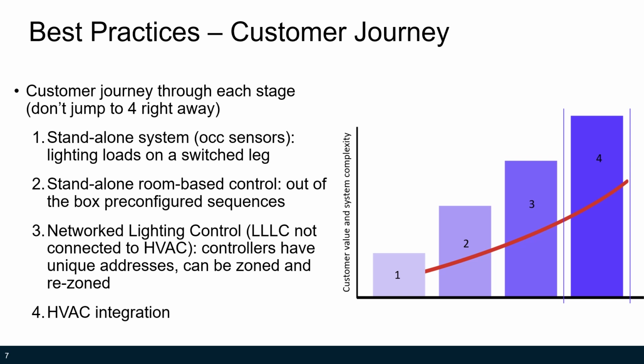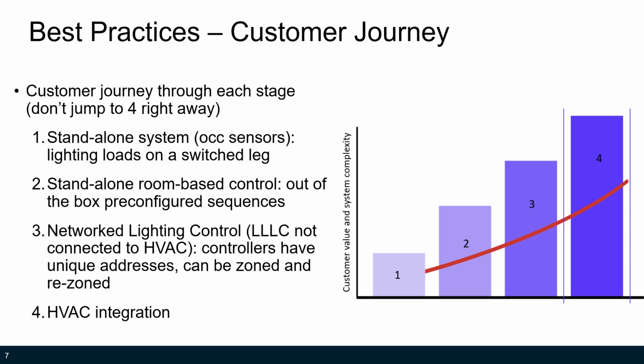The second approach, standalone room-based control, is designed to offer plug-and-play installation with out-of-the-box energy code compliance. This approach utilizes a load controller to provide control of a group of luminaires and the benefit of some pre-configured lighting sequences. The third step in the path to integration is to incorporate networked lighting controls.